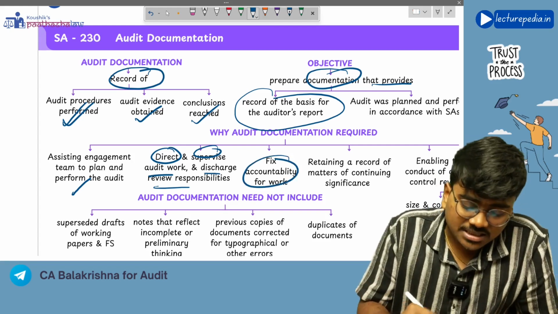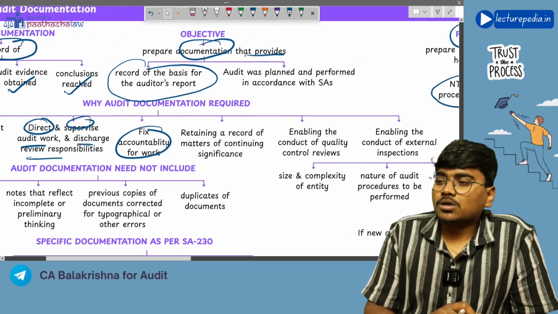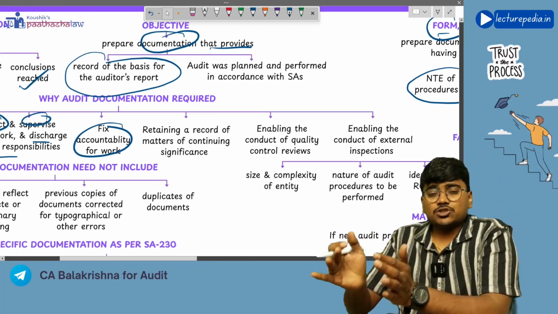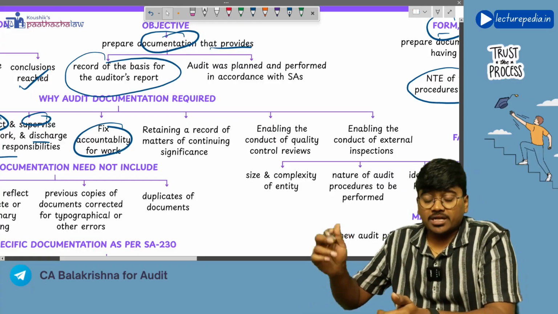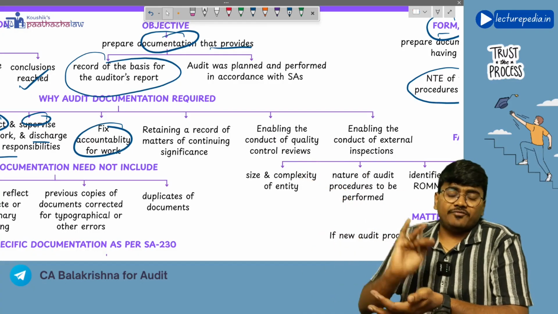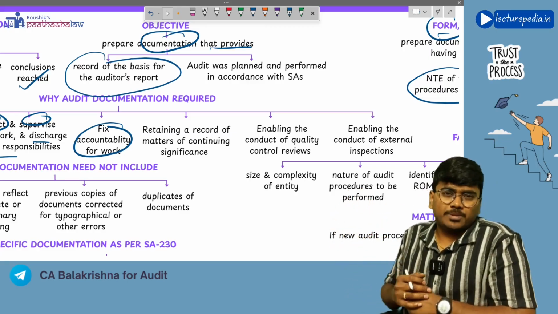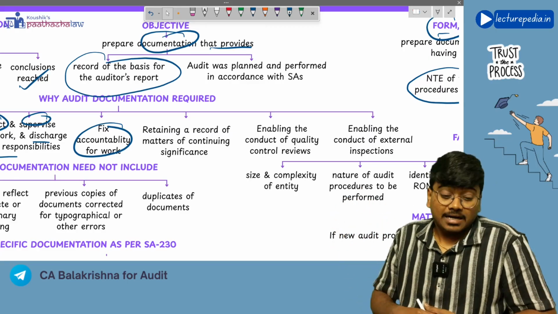Next, fix the accountability for the work. The person who has done the work has to maintain the documentation, and in the documentation he will sign. So in future, if there is any mistake with respect to that work, you can fix the responsibility on that particular person who has done the work, correct or not.